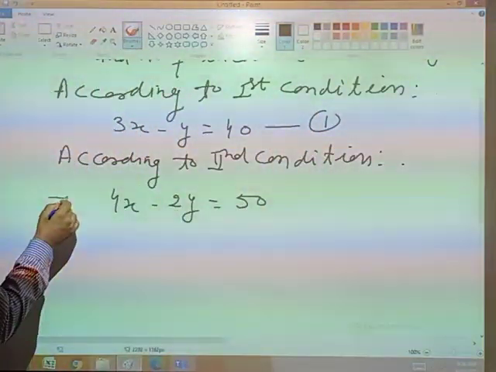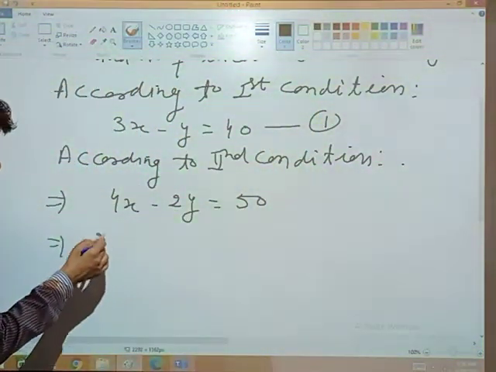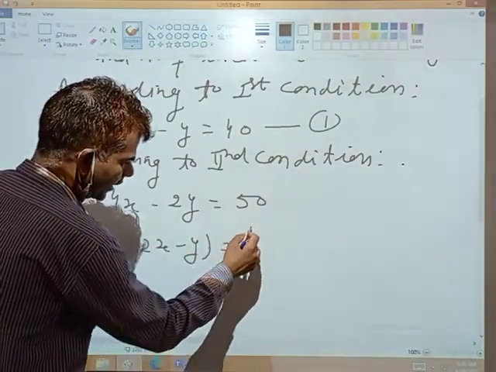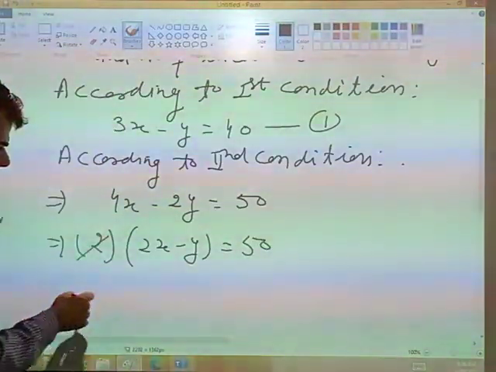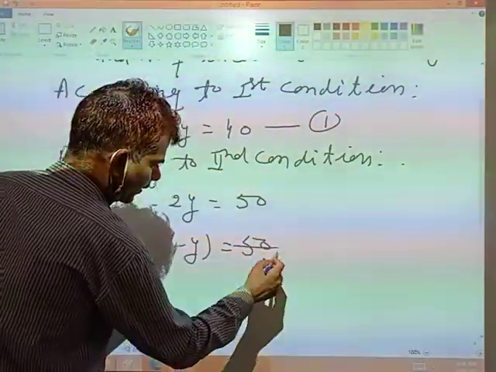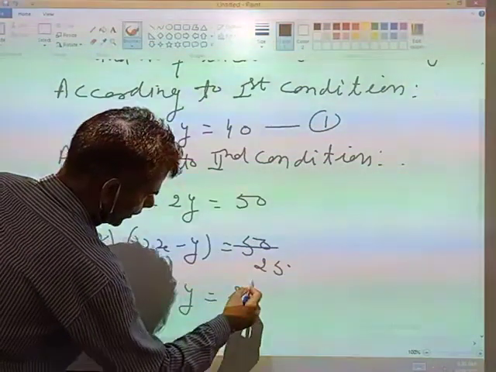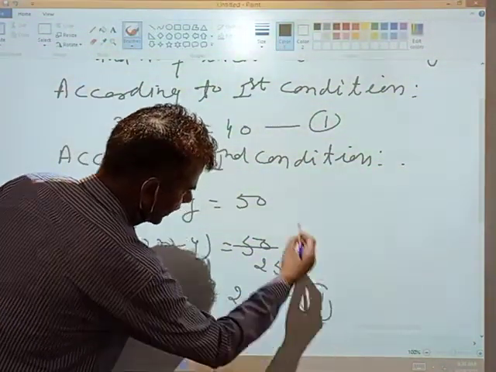So what is common? 2 is common throughout the equation. 2x minus y, that is 50. 2 ones are 2, 2 twenty-fives. 2x minus y is equal to 25. That is your second equation.